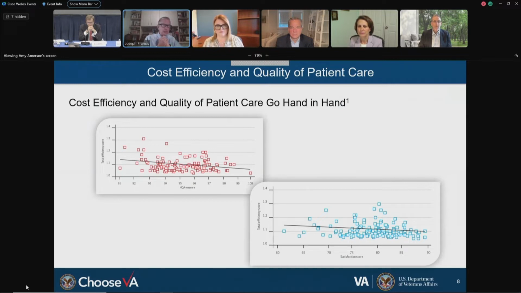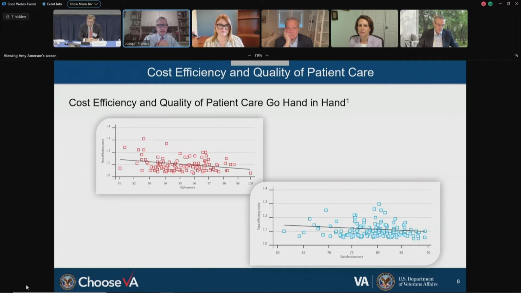We are able to see some things. First of all, these boxes represent individual VA facilities where we've plotted efficiency against quality as well as patient experience. And what you'll see, by the way, is in general, the more efficient sites are actually doing better on quality and experience. So we don't think there's a trade-off, a negative trade-off between being efficient and providing high-quality care. Our best practices are doing well both on the quality end and on the efficiency end.